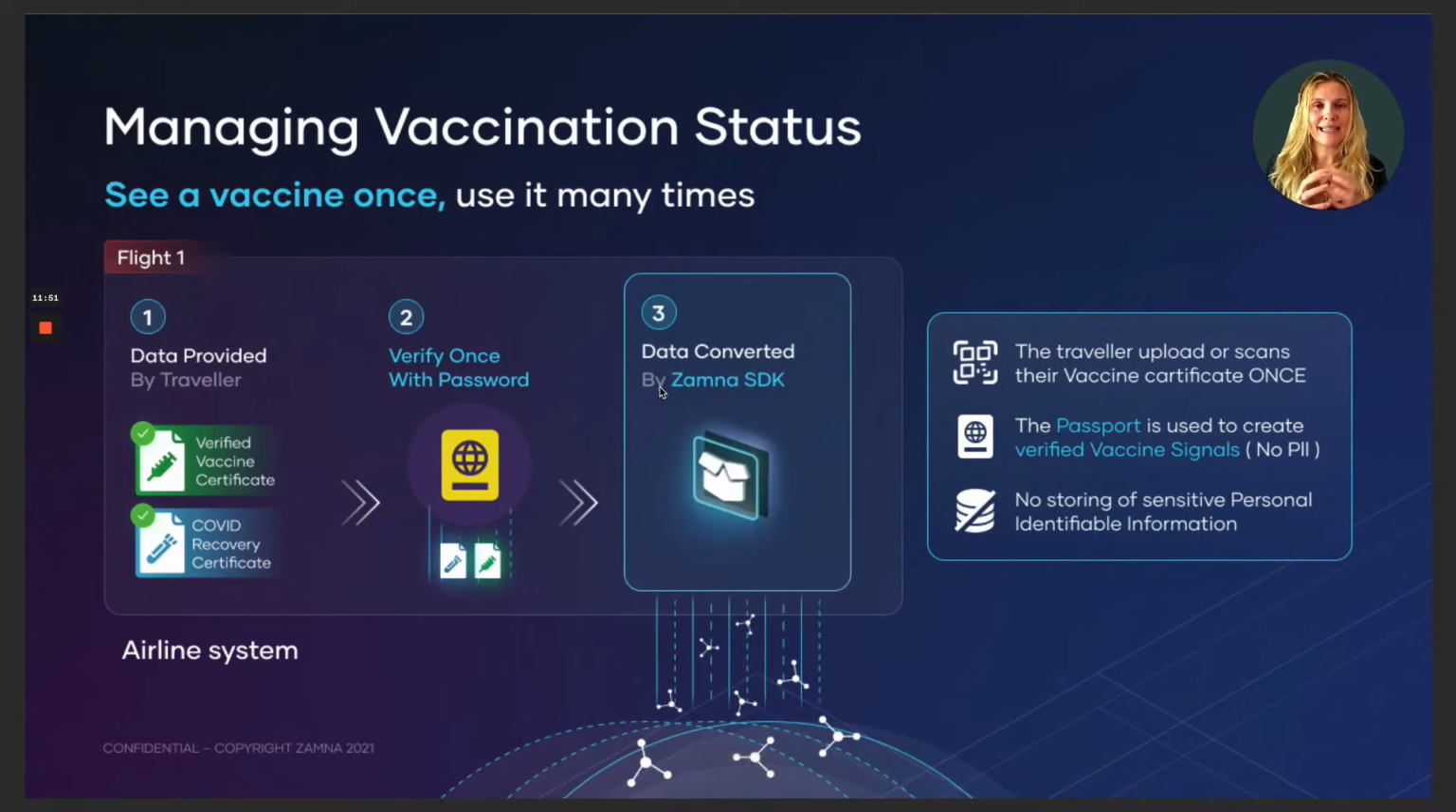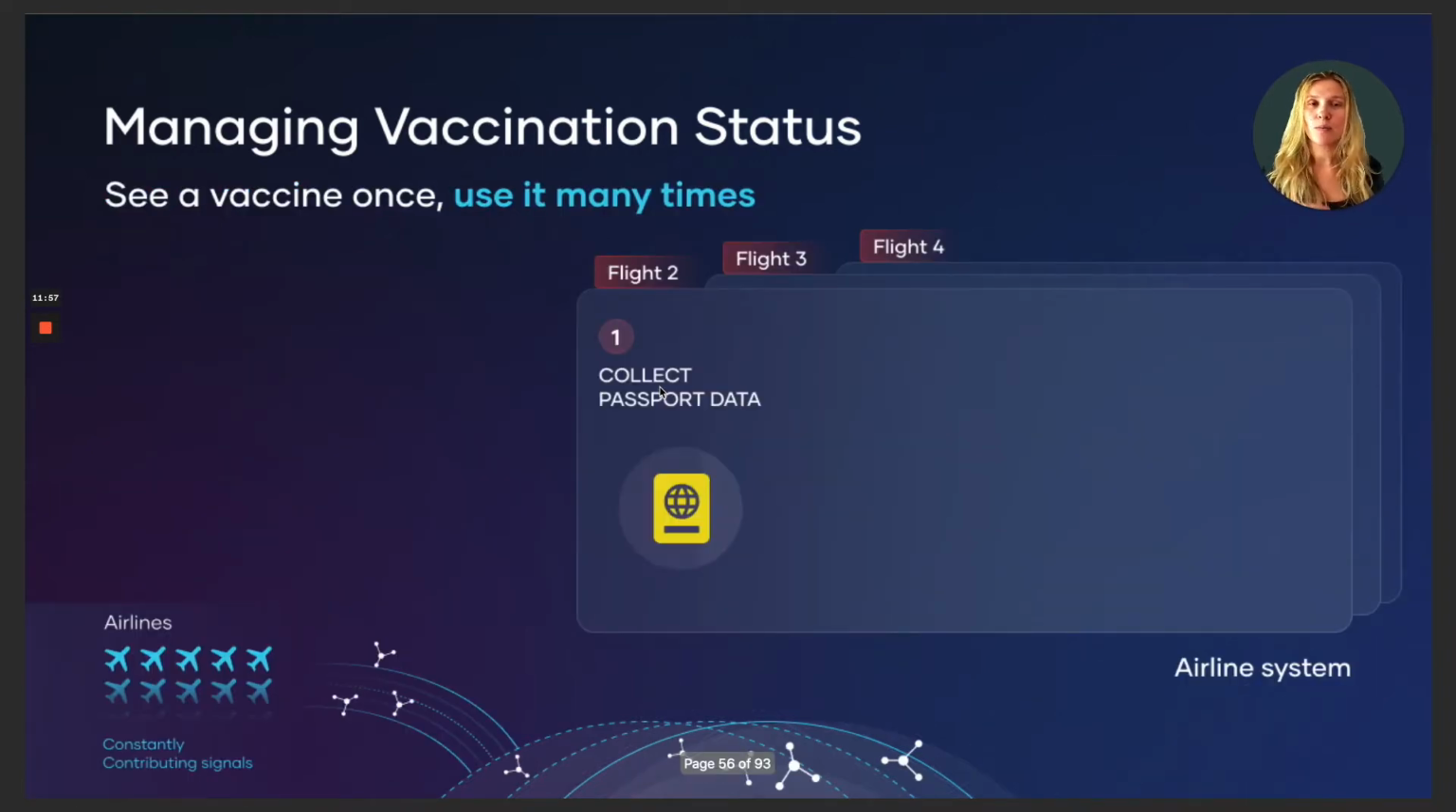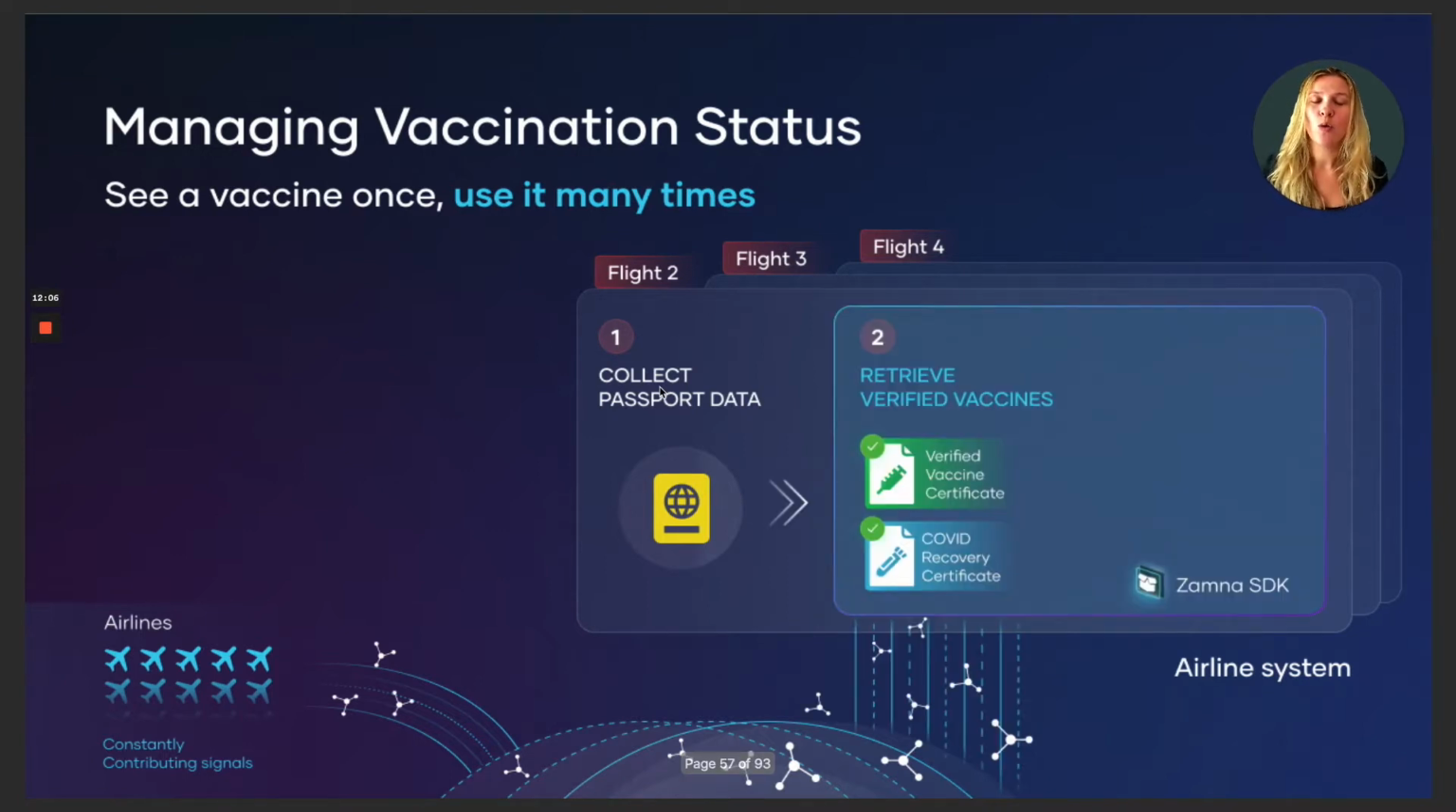That data then gets converted by the Xamna SDK, again within your environment, and only then can you imagine a scenario where you are asking the passenger only for their passport data and then able to unlock all of the associated vaccine signals. So you can retrieve data you've never even asked the passenger for and apply the rules, which again the Xamna SDK provides. For flights 2, 3, 4 and 400, this works perfectly well.